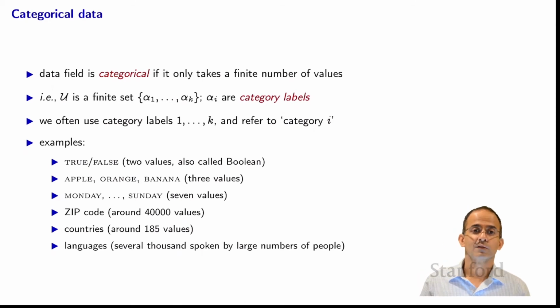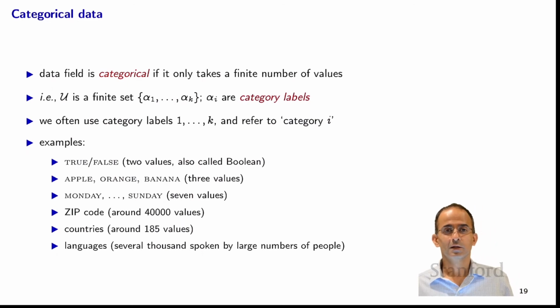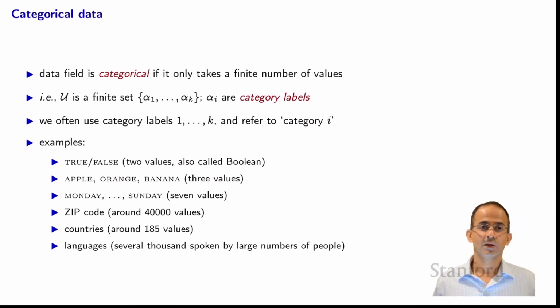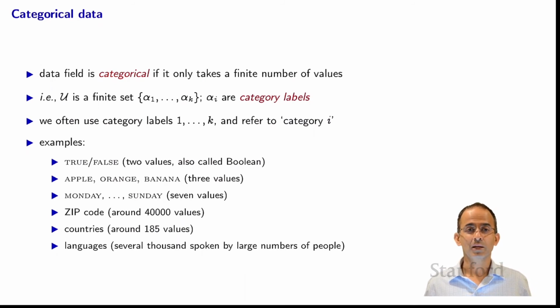Lots of things are categorical variables. The most common is the Boolean, true or false. There's only 2 possible values. We might be trying to identify fruit, in which case we might have apple, orange, and banana. We might have a field which is the day of the week, in which case there are 7 possible values, Monday through Sunday. We might have zip codes. That's 40,000 possible values, roughly.